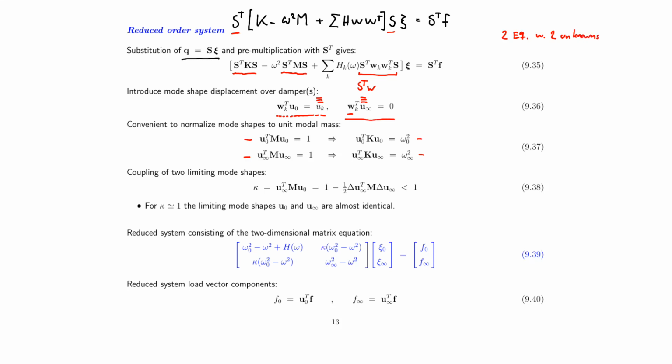So from 935 we have two equations with two unknowns, and these two unknowns are Xi0 and Xi infinity. That means if we actually write out this 2 by 2 matrix relation, we will find this fairly neat system of equations. And we have a parameter in the two off-diagonal terms that we've referred to as kappa. And it turns out that kappa represents the cross-coupling of the two mode shapes with respect to the mass matrix.